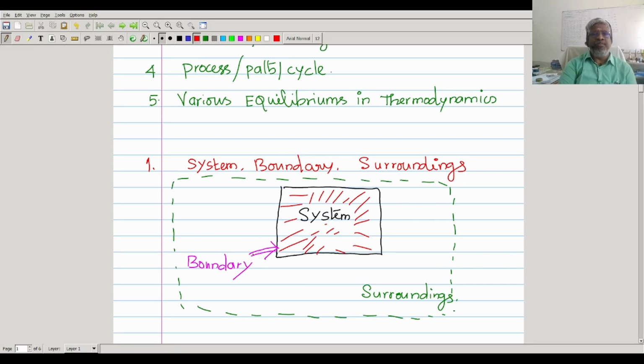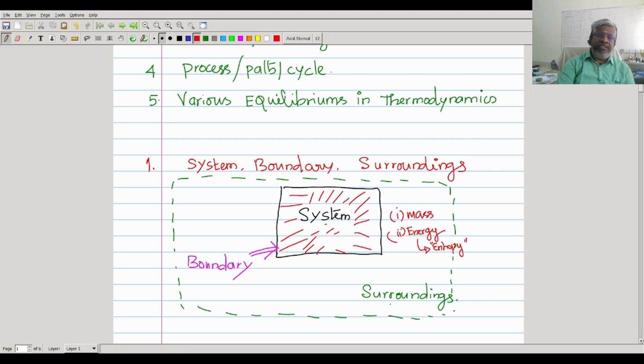What is the importance of the boundary? Boundary is very important in understanding interaction, because in thermodynamics we are mainly concerned with the interaction between the system and the surroundings. This interaction is very, very important. The system and surroundings can interact in two different ways. One is mass interaction. The second one is energy interaction. Of course, along with energy interaction there is going to be entropy interaction also, which we will see later. For the time being, please understand the mass and energy interaction between the system and surroundings.